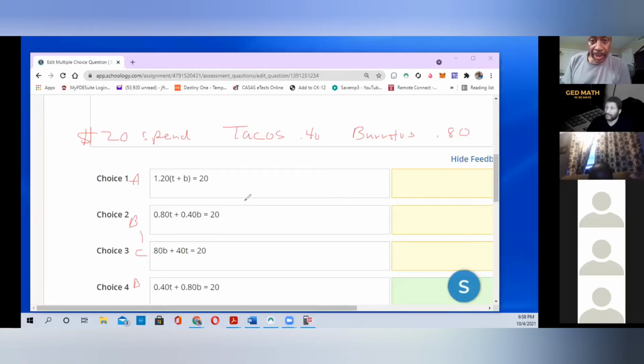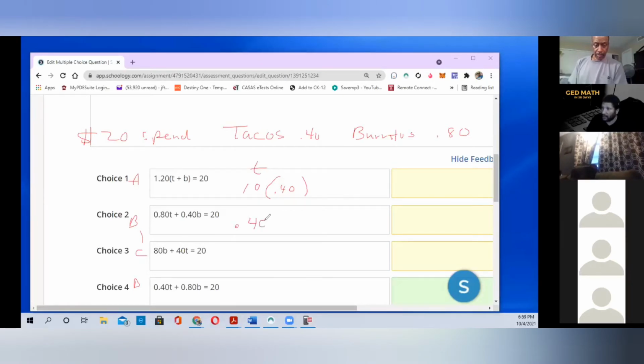10 times 40 cents, $4. Right? Well, we don't know how many we're going to buy. So that's a variable, and we're going to call that T. So we got 0.40 T. Right there.